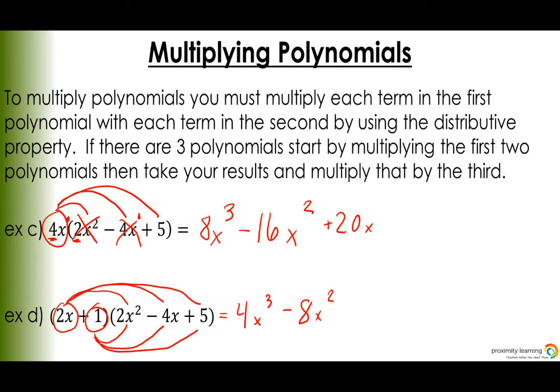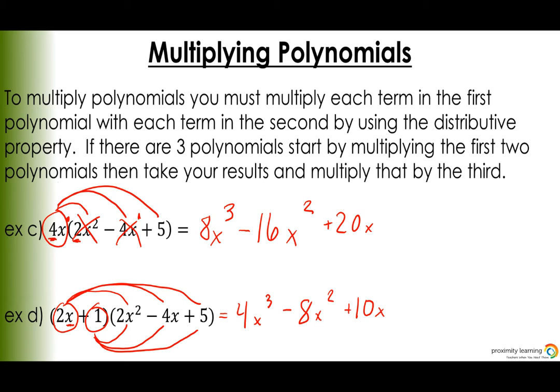Then we're going to do 2x times 5. Because 5 is a constant, all we're going to do is slap on that variable. So 2 times 5 is 10, and like I said, add the x. Now, that is distributing 2x to everything in the second polynomial.